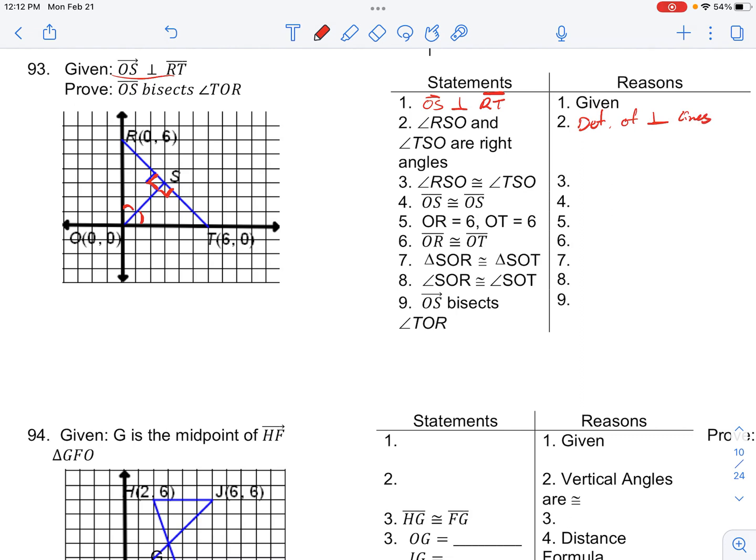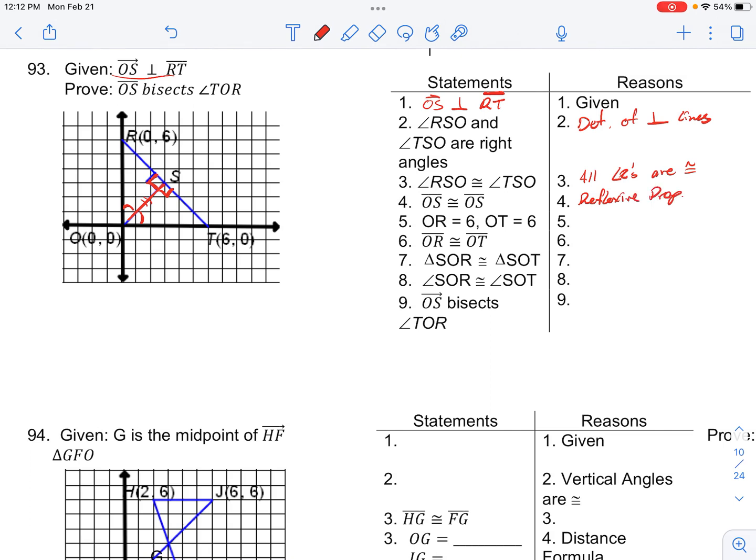Now we have number three. So RSO is congruent to TSO. This is because all right angles are congruent. Now we have segment OS is congruent to segment OS. So this segment is congruent to itself. That's just by reflexive property.